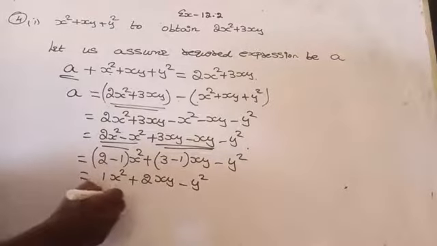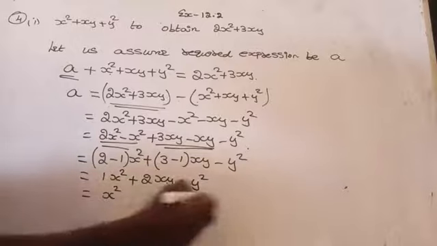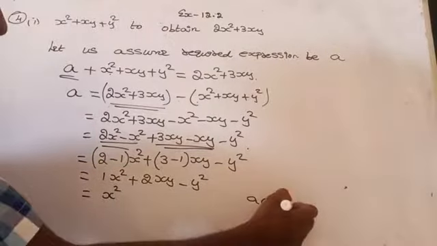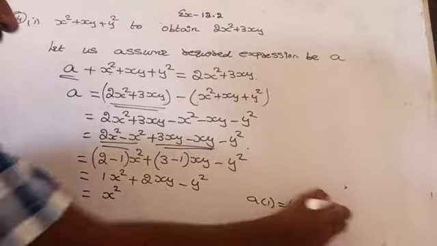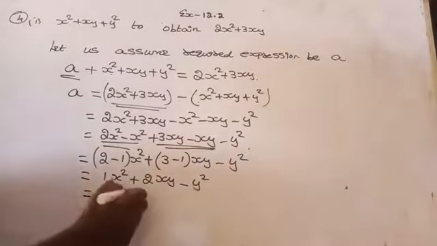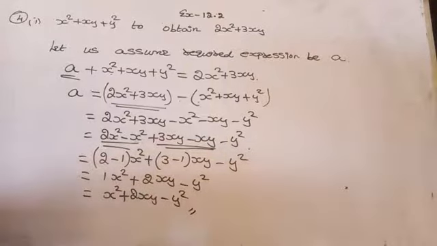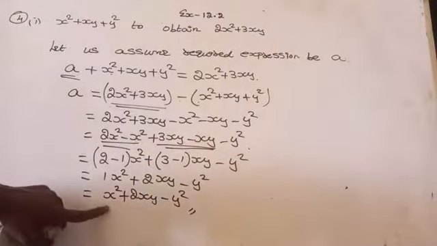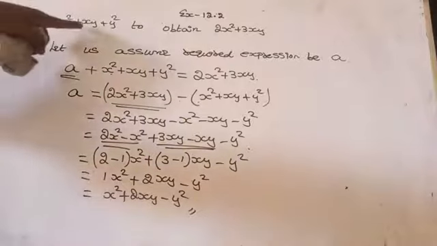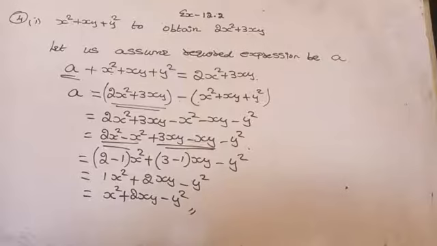That is, the final answer is 1 into x square, which is x square, because if any number is multiplied with 1, or 1 is multiplied with any number, you will get the same number. So 1 into x square is x square plus 2xy minus y square, which is the required term or expression added with x square plus xy plus y square to get us 2x square plus 3xy. Are you getting there? Yeah.